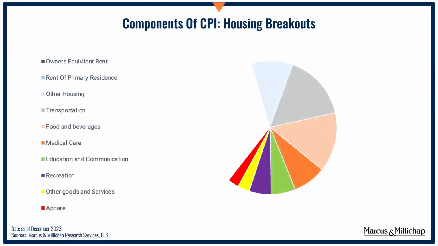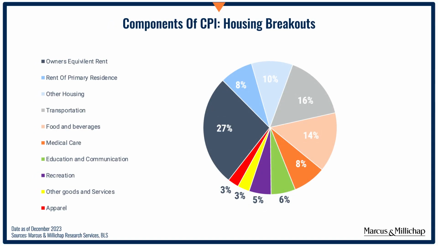I mean, on average, US households only spend 25 to 30% of their income on housing. But when you dig one layer deeper into the housing costs, you find that 8% of the total CPI inflation number is basically driven by rent growth. But another 27% of CPI is driven by something called owner's equivalent rent.